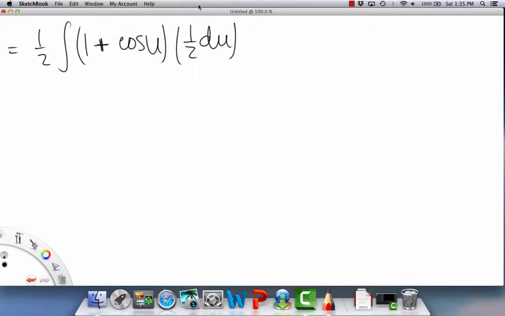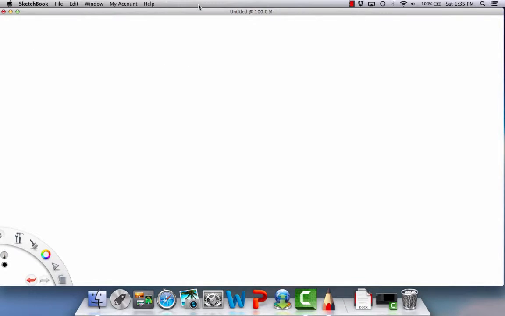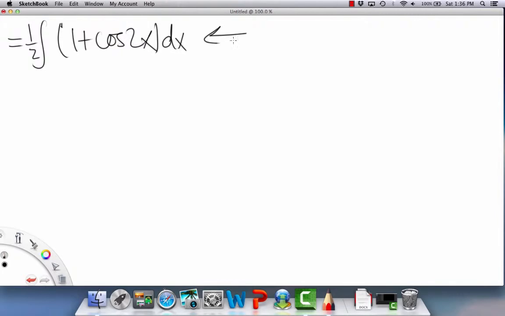All right, hold on one moment. Let me go back a second. All right, so let me write out what we had before so we don't get confused. So we have the 1/2 on the outside, right? Then we have 1 plus cosine 2x dx. All right, and then the rest. So I'm just working with the first part here, the first part before the minus sign. And so we're making our u be 2x and our du is then 2 dx.